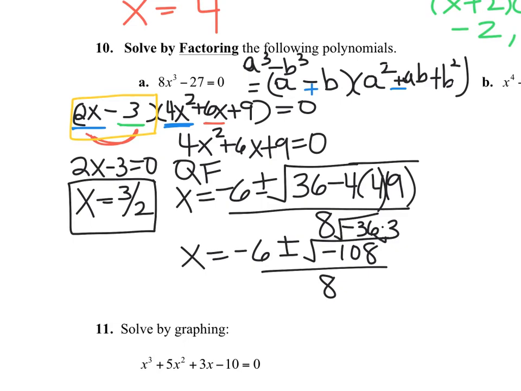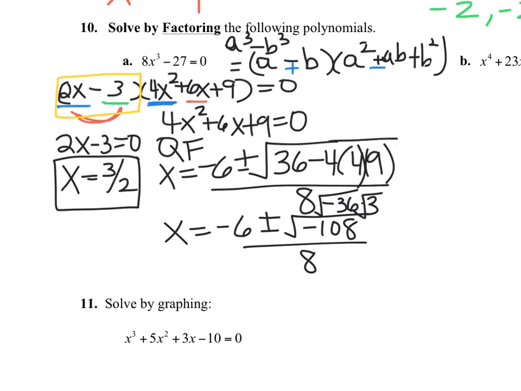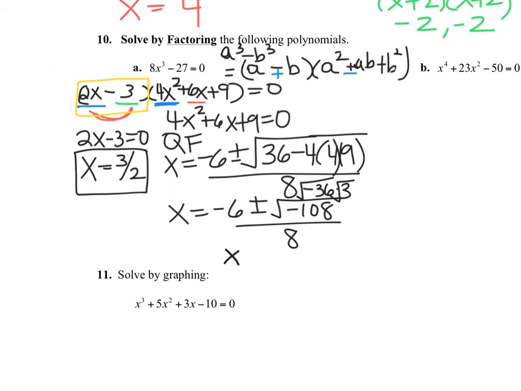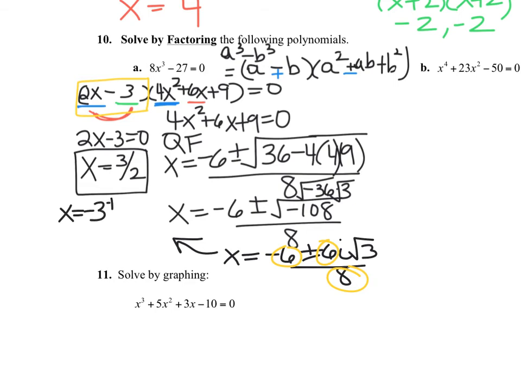And so we take the square root of negative 36, and we get, I kind of run out of room, x is equal to negative 6 plus or minus 6i rad 3 over 8. And then finally, I'm going to go over this way. Finally, just reduce everything, because negative 6, 6, and 8 are all reducible by 2. So x would equal, divide everybody by 2, negative 3 plus or minus 3i rad 3 all over 4.